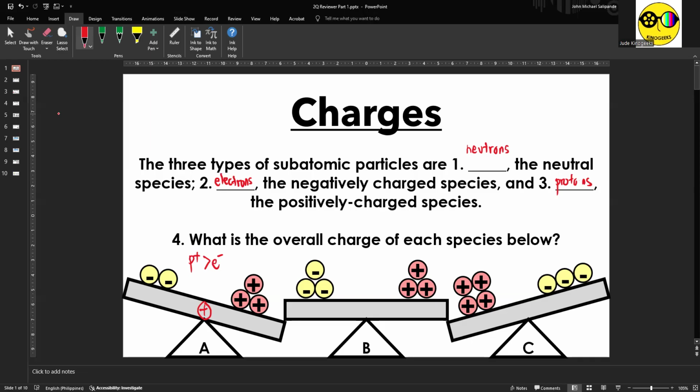For letter B, we have three electrons and three protons. So therefore, the charge is neutral because the number of protons is equal to the number of electrons. And for letter C, you have four protons and three electrons. So therefore, letter C is also positively charged, just like letter A, because there are more protons compared to electrons.